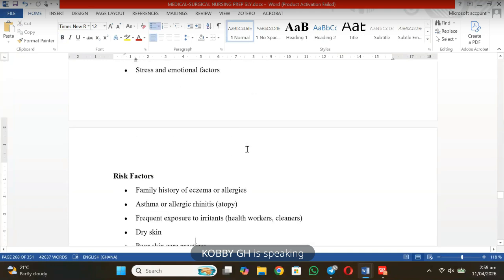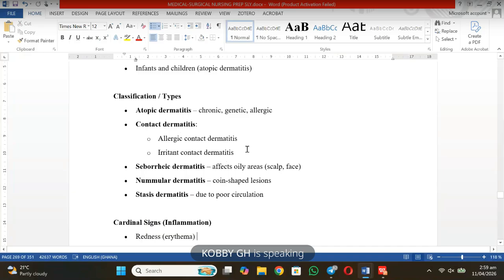Let's move on. Like I mentioned, atopic dermatitis: if someone is getting dermatitis because the person is genetically predisposed, we call that atopic dermatitis. And at times, someone can also get dermatitis from using cosmetic agents, or something your body is reacting to. That one, we call contact dermatitis. So when you hear contact dermatitis, it means the person has taken, let's say, a medicine, and because of an adverse reaction or something, the person is experiencing it. That one, we call contact dermatitis.